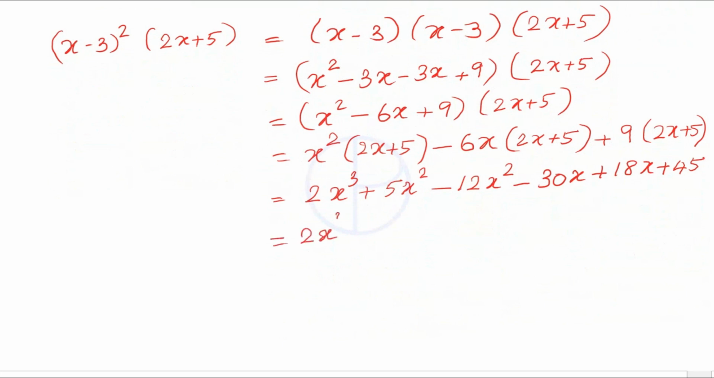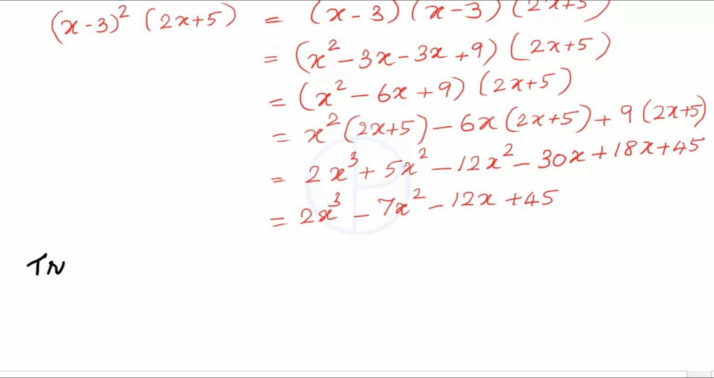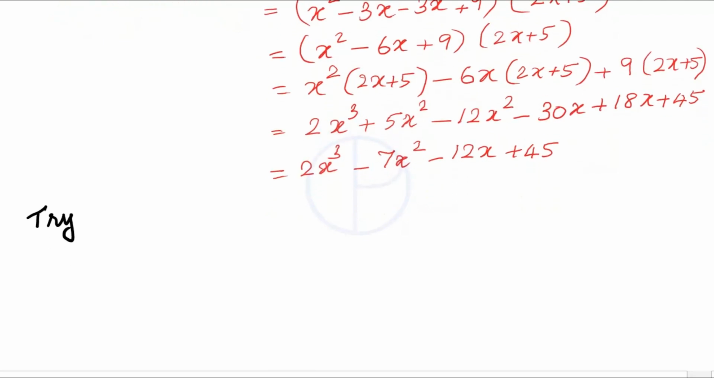Now combine the like terms carefully. 2x cubed, 5x squared minus 12x squared is negative 7x squared. Negative 30x plus 18x is negative 12x, plus 45. Try these questions and share your answer in the comment section.